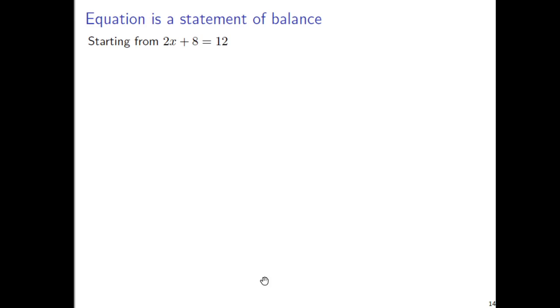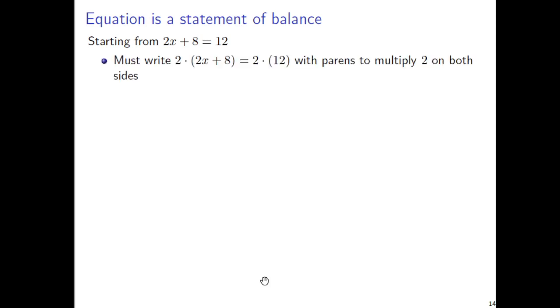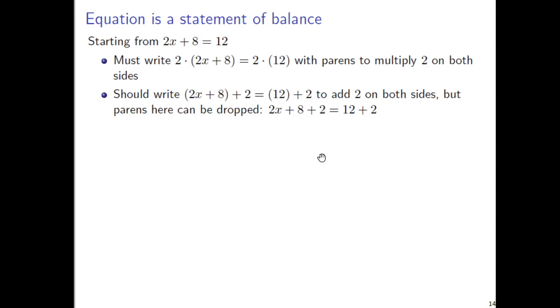Please also note this principle that an equation is truly a statement of balance. So if you start from 2x plus 8 equals 12, you really have to write, when you multiply by 2 on both sides, the multiplication dots here aren't so much the thing that's required, but parentheses are truly required. They're always there, and around the 12 maybe they're not all that necessary, right? But here 2x plus 8, if that's not in parentheses, something's going to be off in the meaning due to the order of operations. When you start with 2x plus 8 equals 12 and you decide to add 2 to both sides, yeah, there's technically parentheses, but those parentheses can be dropped to just have 2x plus 8 plus 2 equals 12 plus 2, no parentheses.